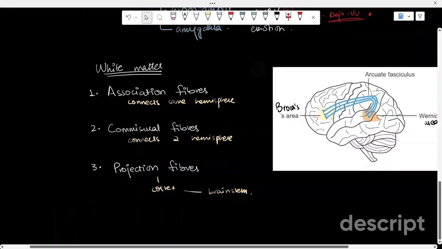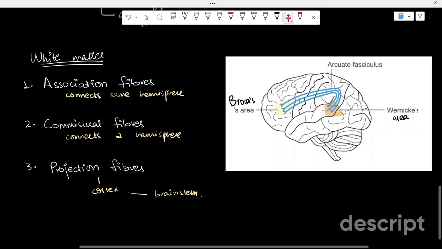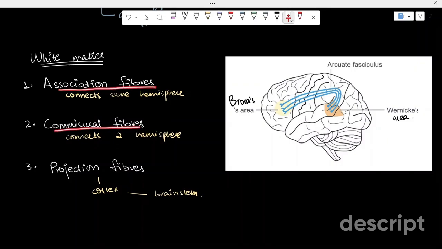Now, talking about the white matter, the white matter of the cerebrum consists of association fibers, commissural fibers, and projection fibers. The association fibers are the ones which connect the areas in the same hemisphere. For example, the arcuate fasciculus, as you can see in this diagram, connects Broca's area with Wernicke's area. It is an example of an association fiber.